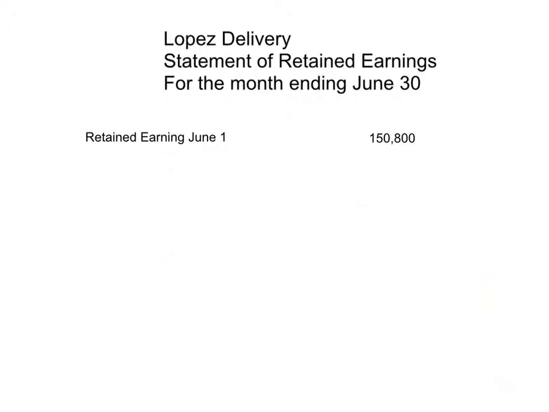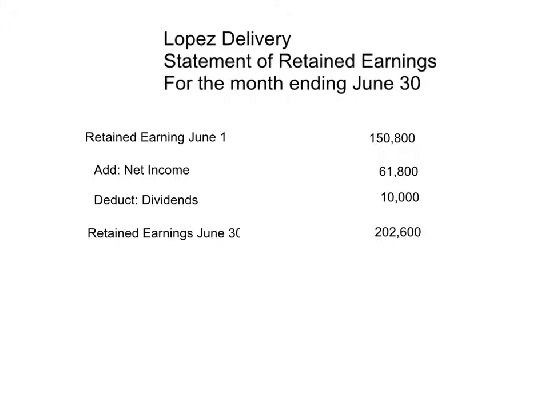Retained earnings then, June 1st, $150,800. Add net income, $61,800. Deduct dividends, $10,000. And that gives me now retained earnings by June 30th of $202,600. And that's what I'll now carry forward into the balance sheet. This belongs to the shareholders, so it will go under the shareholders' equity section, retained earnings as of June 30th.